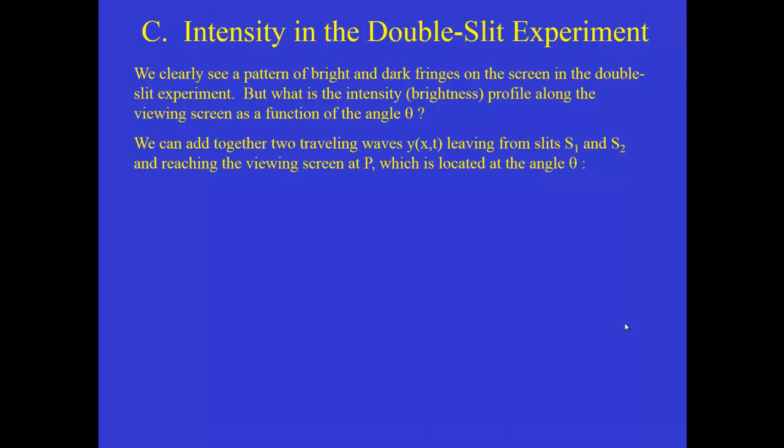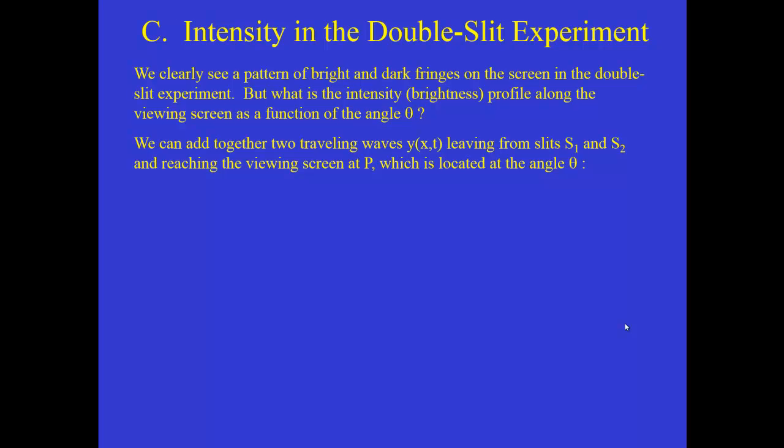We've seen in the double-slit experiment that there's a pattern of bright and dark fringes when it's viewed on a distant screen. But what if we want to get more quantitative? What if we want to find the actual function for the intensity, or the brightness, along the viewing screen as a function of the angle theta? Well, we can do this quite nicely using mathematics that we've already developed in our study of traveling waves.